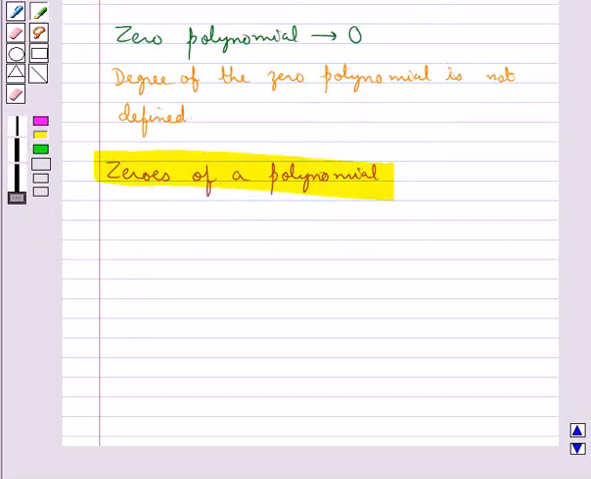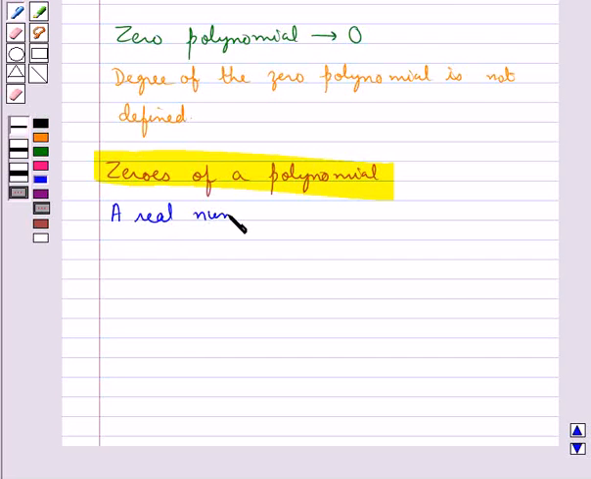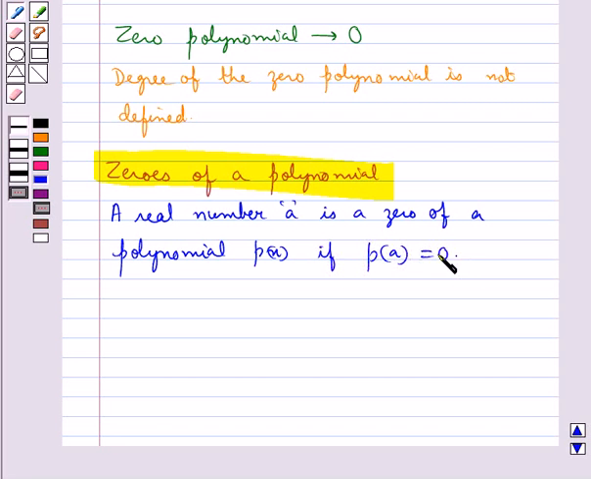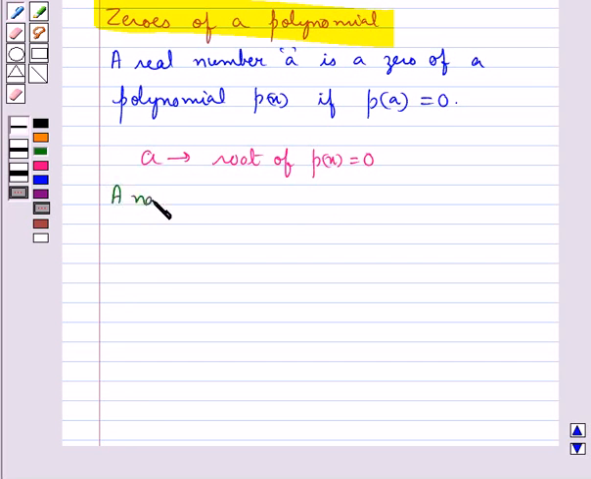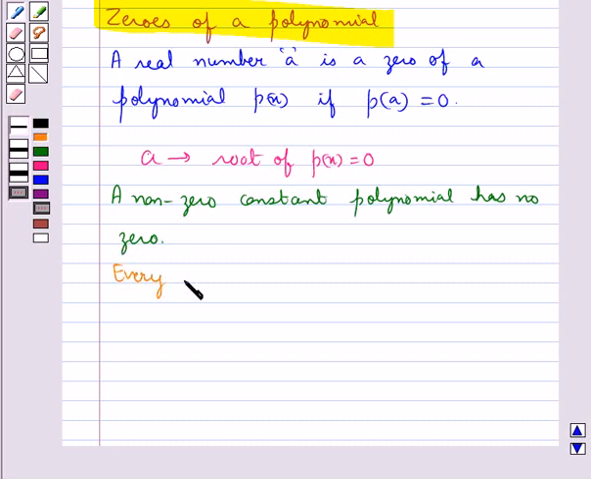Next we discuss zeros of a polynomial. A real number a is a zero of a polynomial P(x) if we have P(a) = 0, and in this case this a is also called the root of the equation P(x) = 0. Also, a non-zero constant polynomial has no zero. Also, every real number is a zero of the zero polynomial.